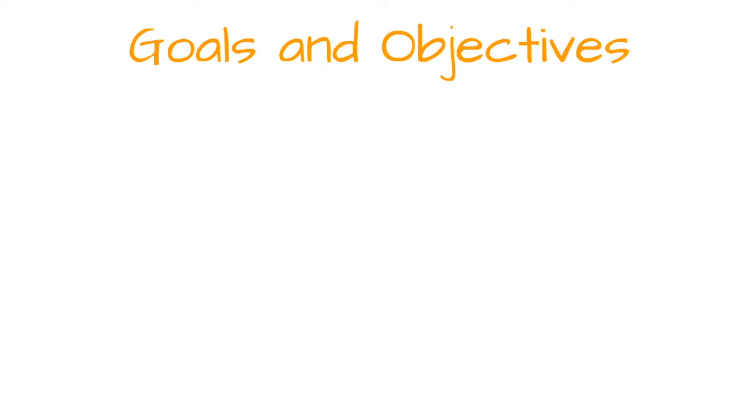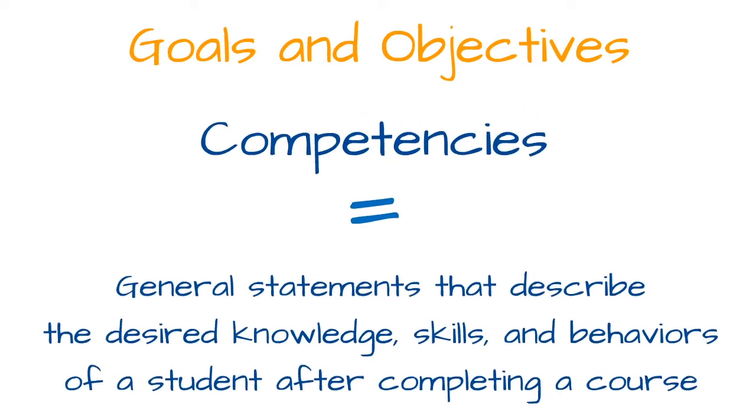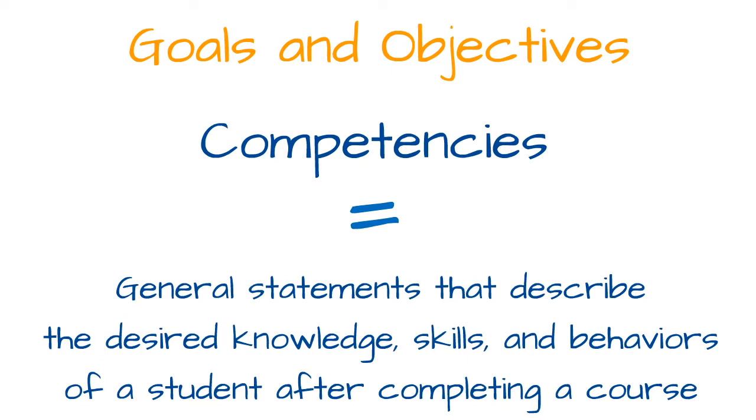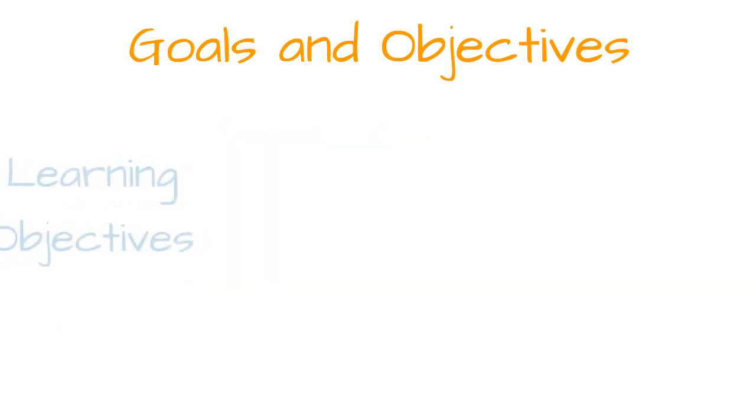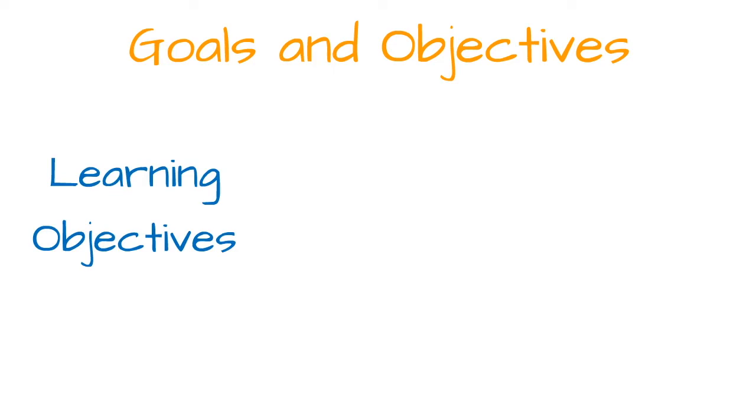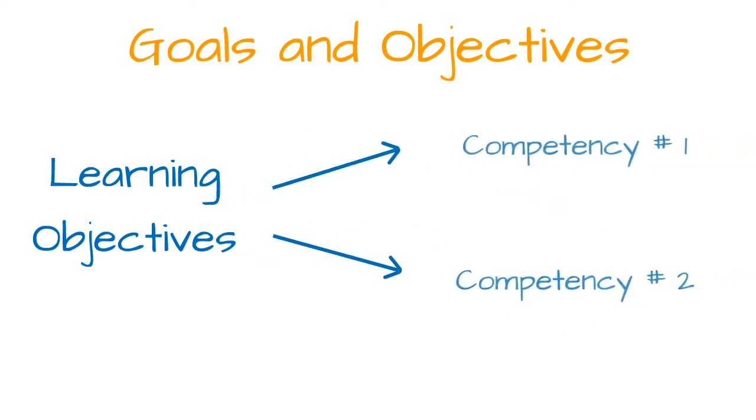Establishing curricular goals usually begins with identifying competencies, which are general statements that describe the desired knowledge, skills, and behaviors of a student after completing a course. Once the competencies are defined, learning objectives, which are generally more discrete, are mapped to each competency.